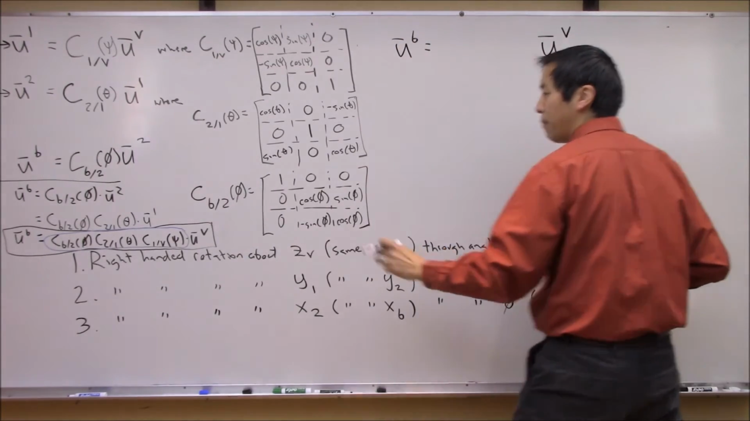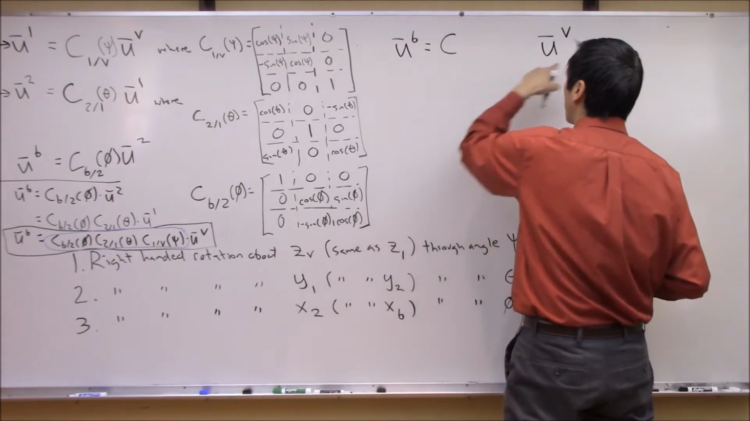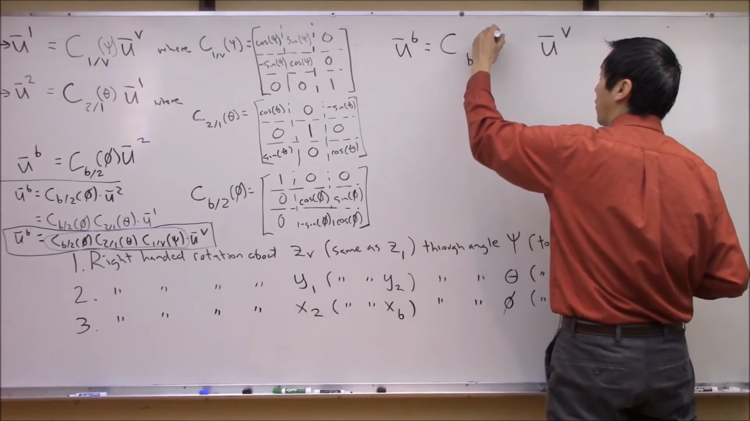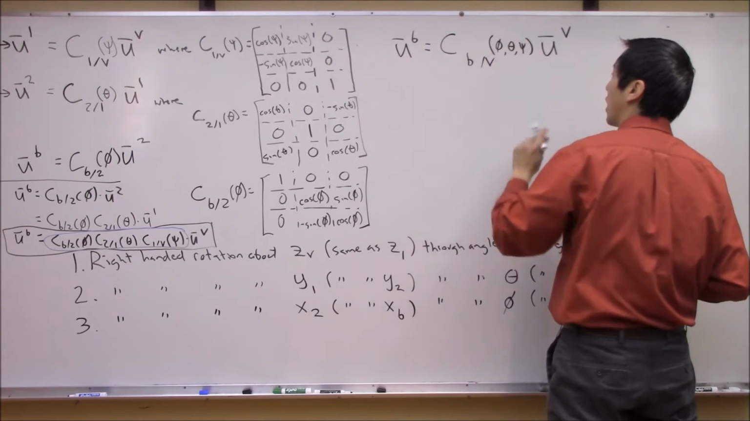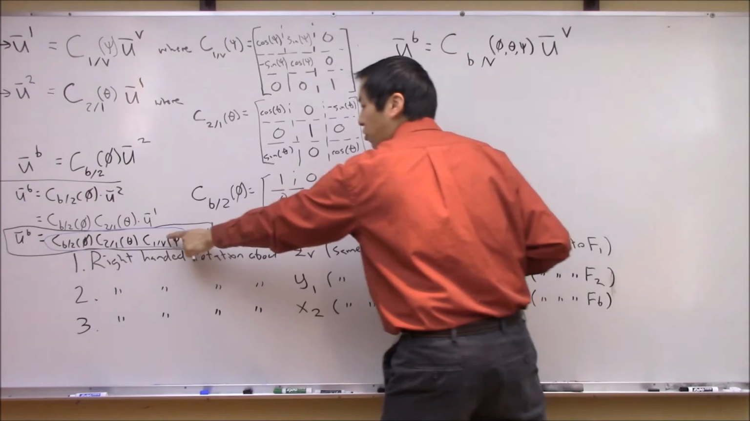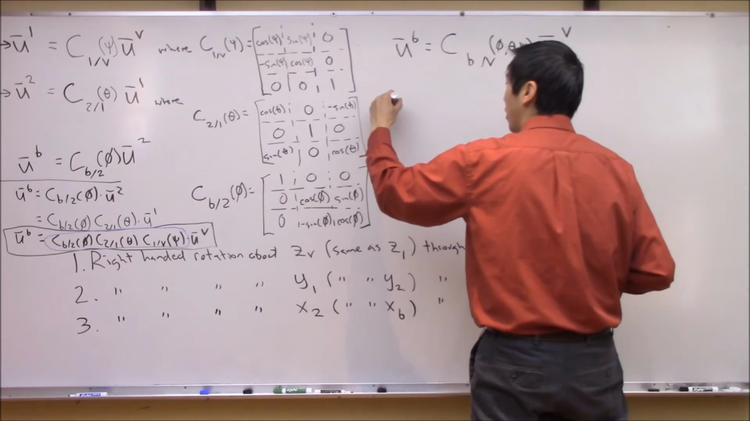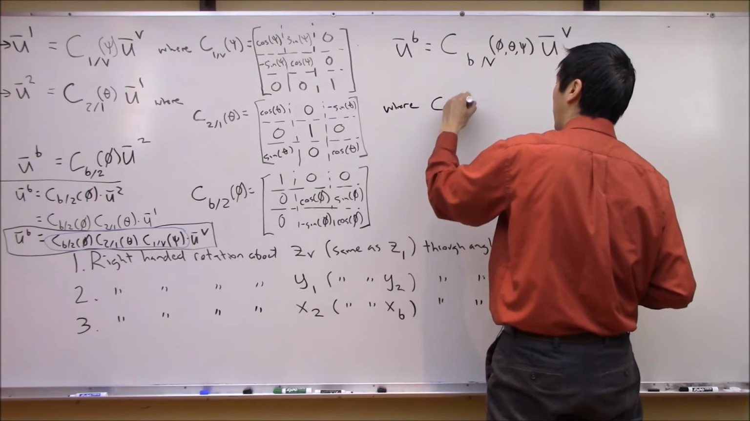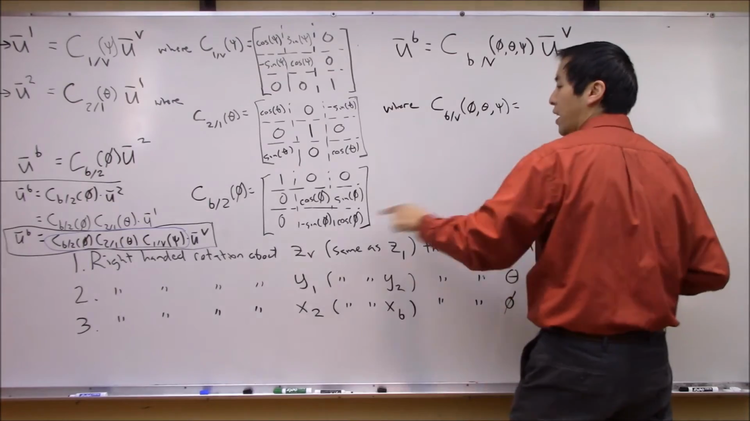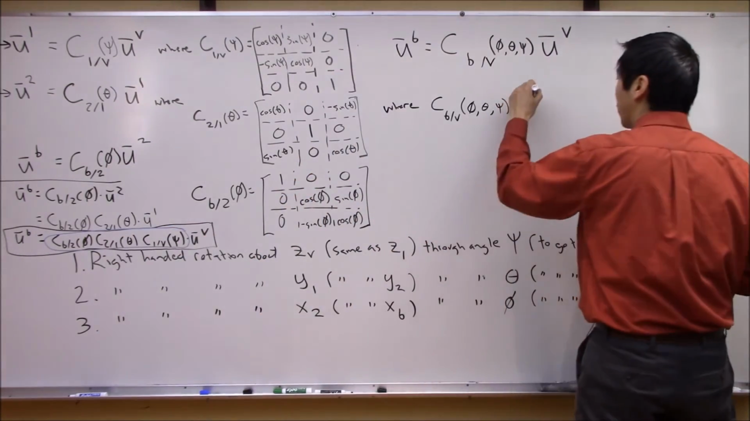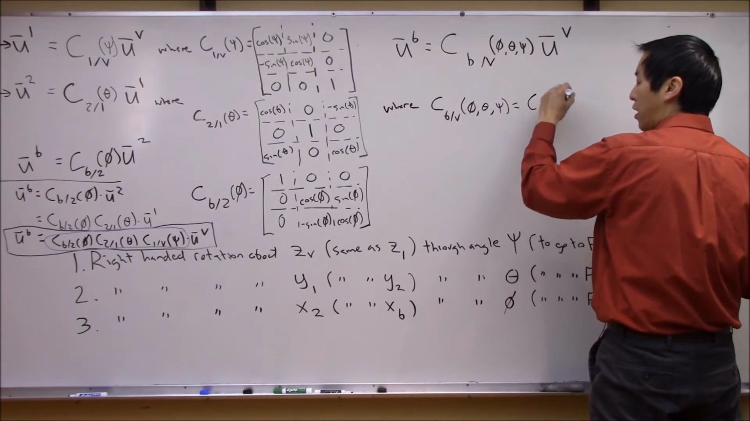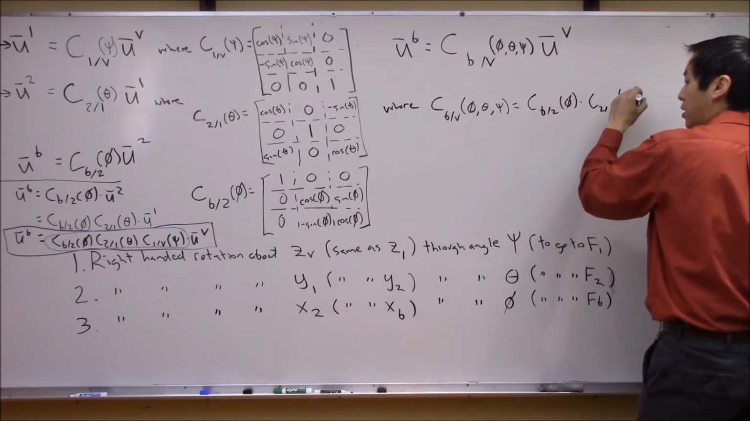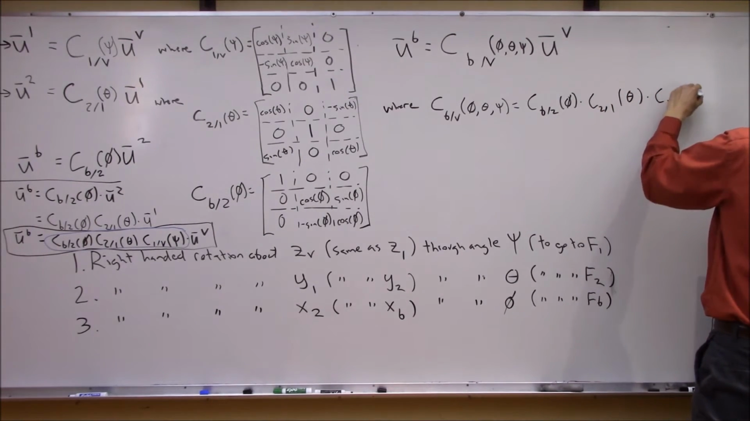It is going to be some rotation matrix which goes from V to B, and this is a function of phi, theta, and psi. What this matrix is, it's just this term in blue here. This thing is one giant rotation matrix, CB of phi, theta, psi. It is the product of these things all together: CB2 of phi times C21 of theta times C1V of psi.